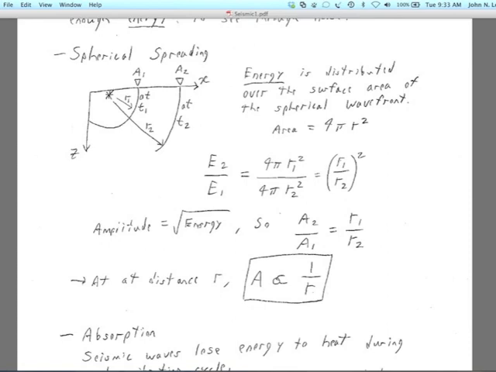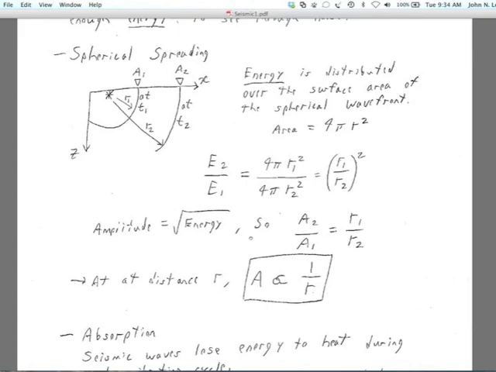The amplitude, the measurement we make of the seismic waves, the voltage we get out of the seismic instrument or the number of electronic counts that it records, is proportional to the square root of energy, if you remember from physics. Energy is conserved, so it's spread out over the sphere, and the energy falls off as the inverse ratio of the distances squared.